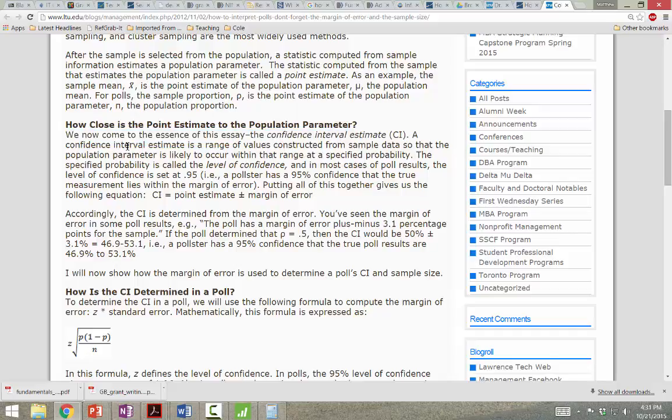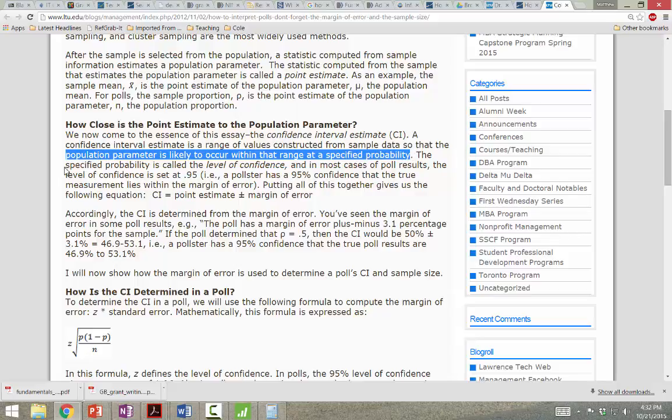A confidence interval estimate is a range of values, right? So it's that range plus or minus around the mean. That's a confidence interval. It's obtained from the sample, and it tells us how confident we are that the population parameter is likely to occur within that range at a specified probability.